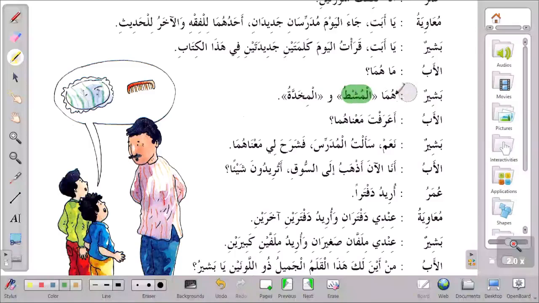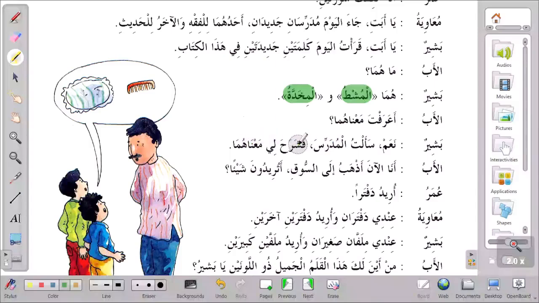Al-mushtu. And then the second one, wal-mikhaddatu. Okay. The father says, "Do you know their meaning?" Bashir says, "Yes, I asked the teacher and he explained to me their meaning."